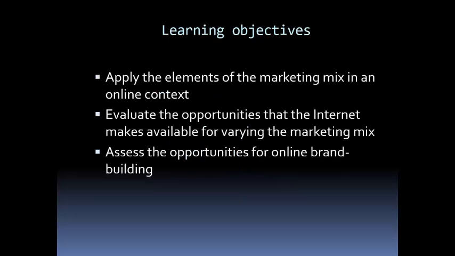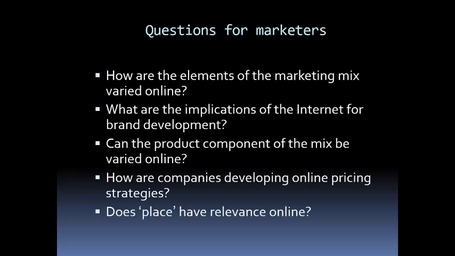The learning objectives of this chapter are to apply the elements of the marketing mix in an online context, to evaluate the opportunities that the Internet makes available for varying the marketing mix, and to assess the opportunities for online brand building. Questions for marketers to ask are: how are the elements of marketing varied online? What are the implications of the Internet for brand development? Can the product component of the mix be varied online? How are companies developing online pricing strategies? And does place have relevance online?